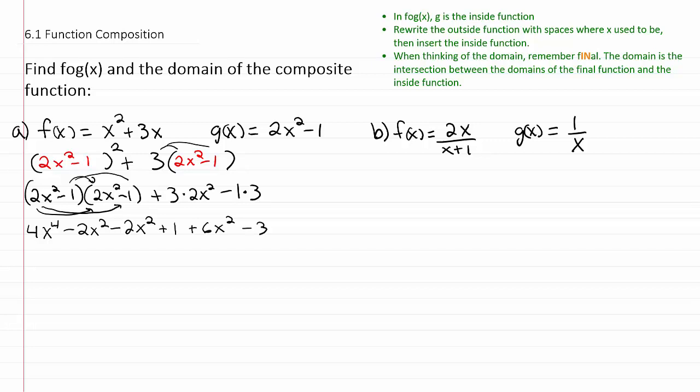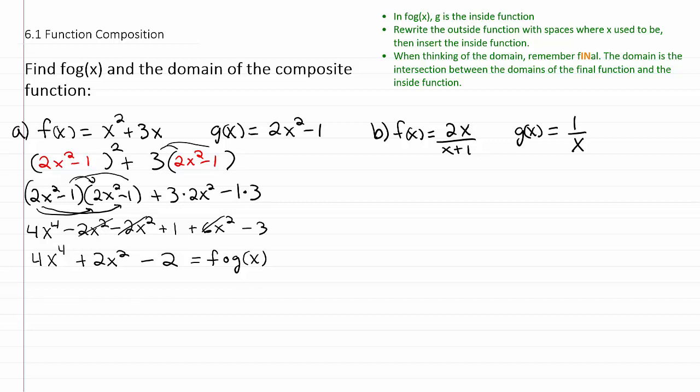Okay, combine like terms. All the x squareds that can go together will go together. Looks like the 4x to the 4th is by itself. But the negative 2x squared will make negative 4x squared. If you combine that with a positive 6x squared, you end up with a positive 2x squared as the net result of that, right? And then finally, you have 1 minus 3, which is going to give you negative 2. So there's your function. This is your f of g of x function, right? That's the composite function. They want us to state the domain.